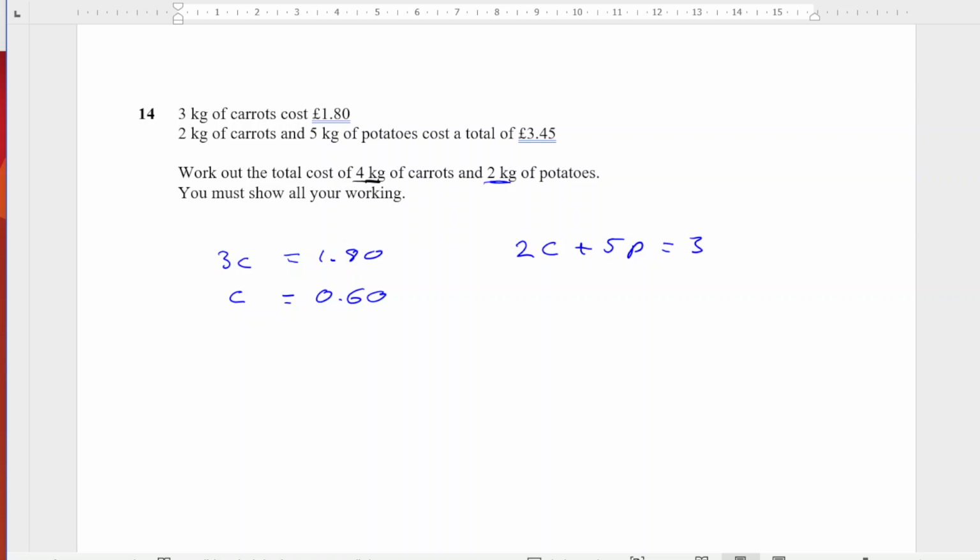From there, I'm going to say that 2 kilograms of carrots plus 5 kilograms of potatoes is equal to £3.45. So if carrots are 60 pence or 0.6, 2 lots of that is going to be £1.20, plus 5p is equal to £3.45. I take away £1.20 from each side, so 5p is equal to £2.25, and then divide by 5 gives me p. Cost of the potatoes is going to be equal to this divided by 5.